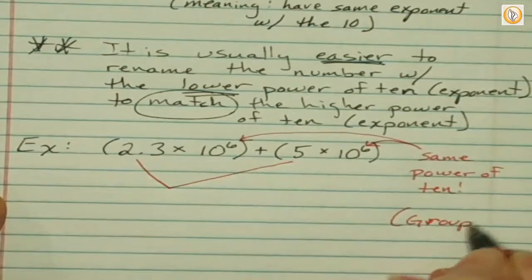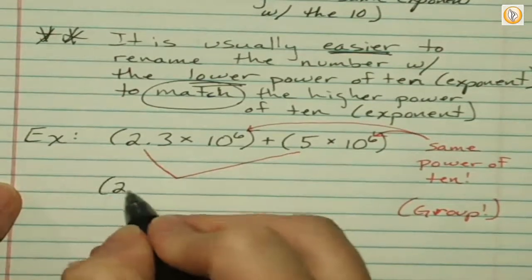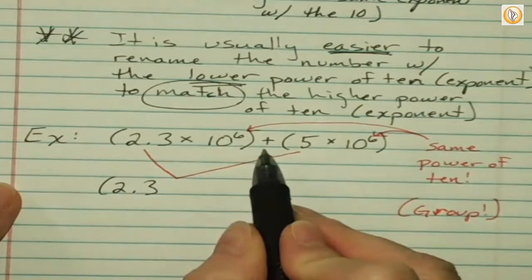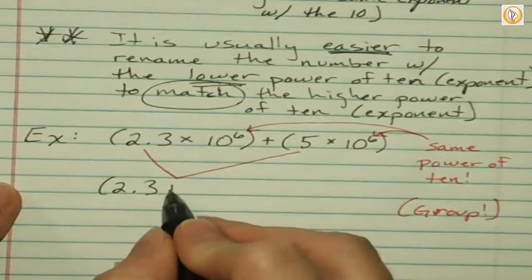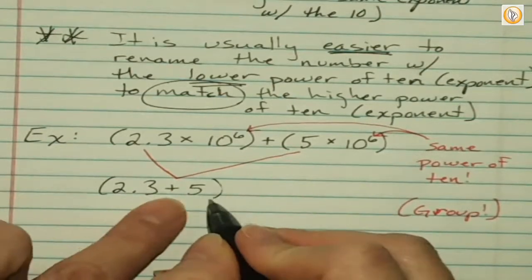Whoops. That's how you spell group. So we're grouping again, but be careful, we're only grouping those numbers. 2.3, and what are we doing? We're adding, so plus 5. If we were subtracting, we would be subtracting 5.